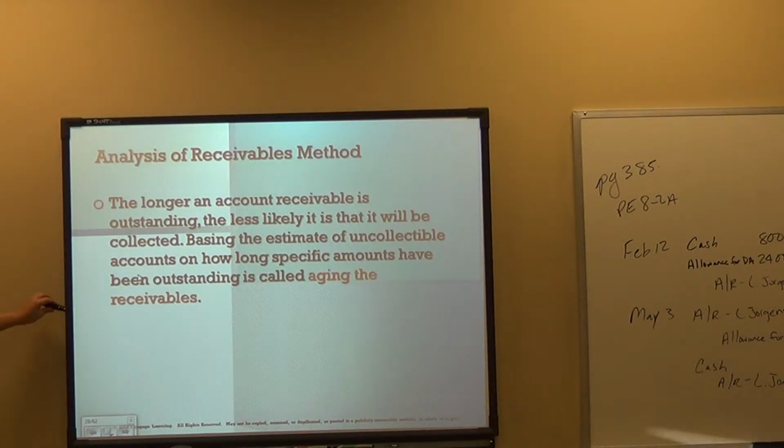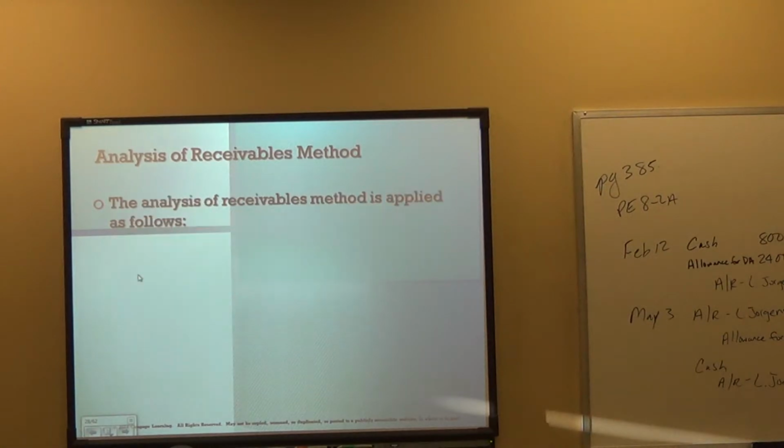Now, the analysis of receivable method, which I was just talking about there, is we're looking at our aging of the receivables. So what's outstanding out there, how long they've been out there, and what is basically the analysis of that. And so kind of diving in and seeing our customers' likelihood of paying us. So the analysis of receivable method is applied as follows.